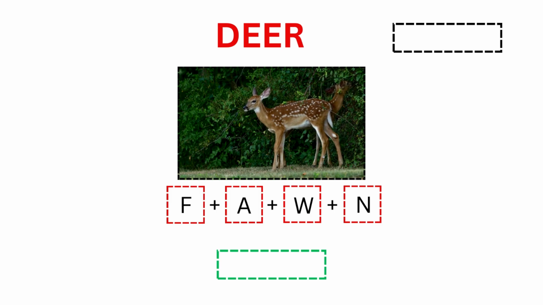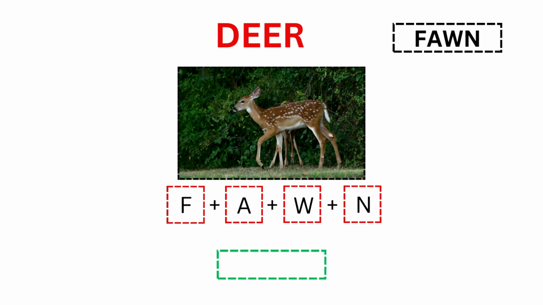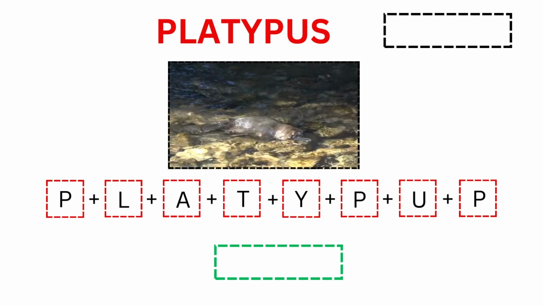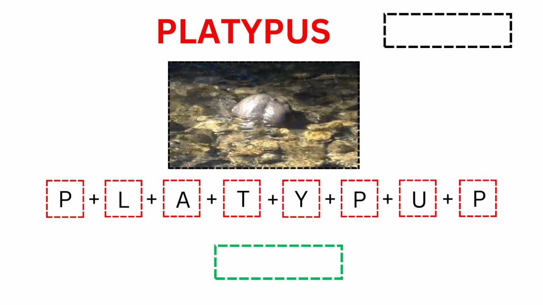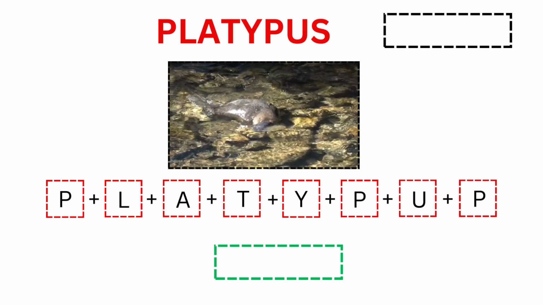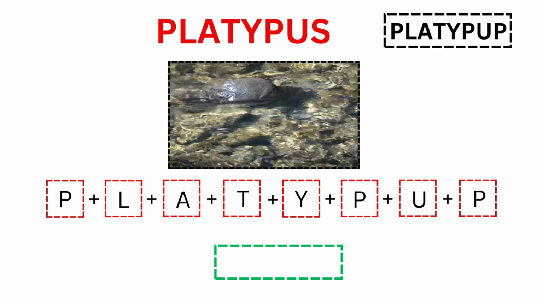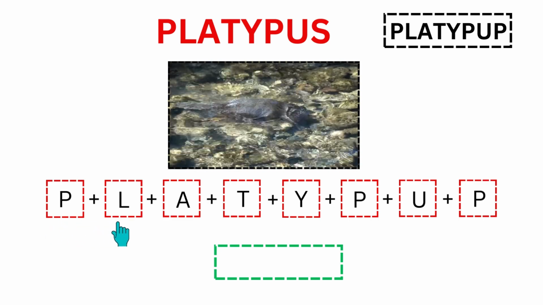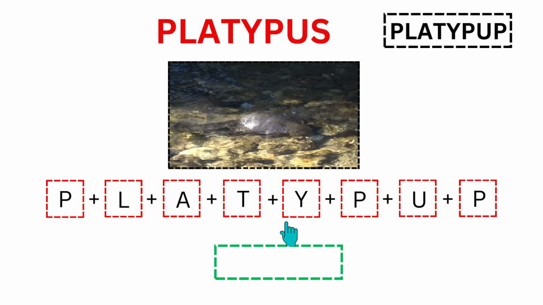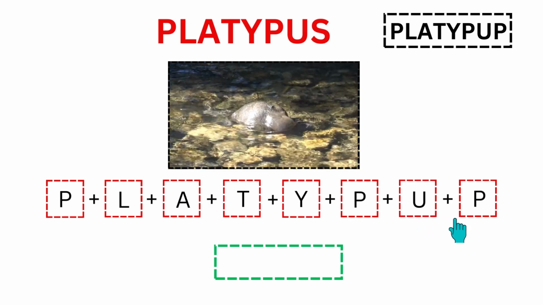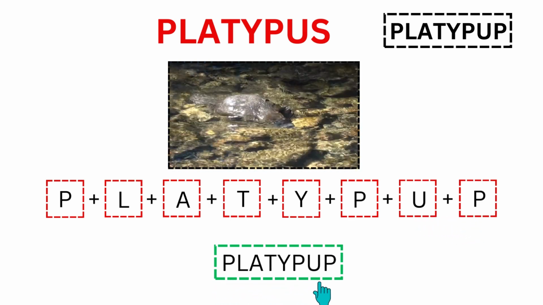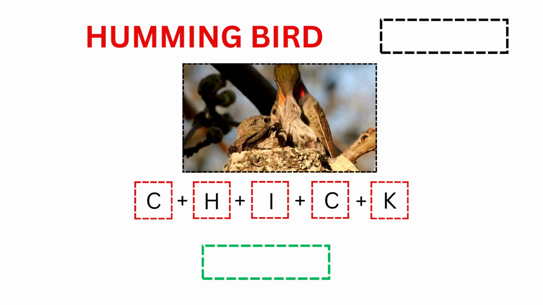A baby deer is called a fawn. Deer के बच्चे को fawn कहा जाता है. F-A-W-N fawn. Number 6 is platypus. A baby platypus is called a platypup. Platypus के बच्चे को platypup कहा जाता है. P-L-A-T-Y-P-U-P platypup. Number 7 is hummingbird.